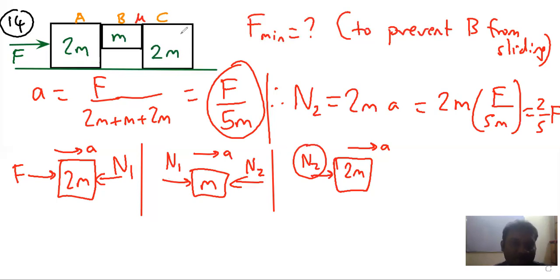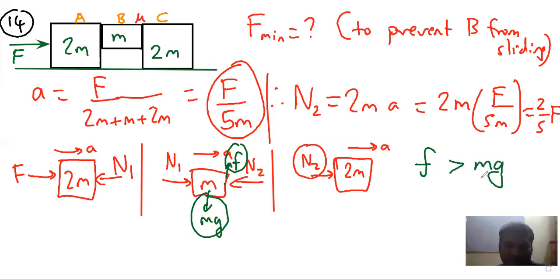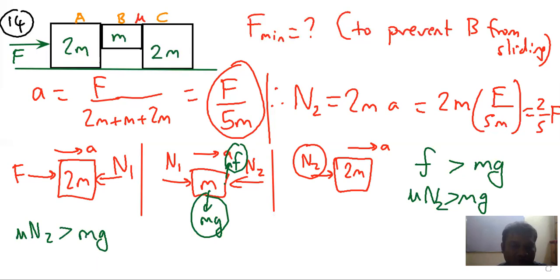Now, if we consider the friction, friction force on this block will act in vertically upward direction and mg will act in downward direction. So friction value for this block is equal to mg. So friction, we can say, has to be greater than mg, in fact. So friction, which is mu N, has to be greater than mg. So this is mu N2. So mu N2 has to be greater than mg for the block not to fall down.